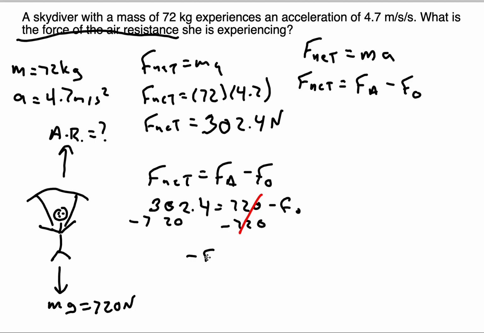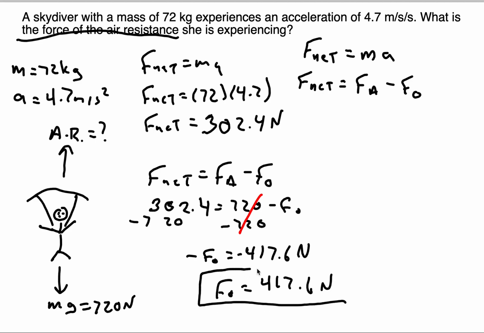And it leaves me with a negative force opposing equals 417.6, is that right? 417.6, okay, newtons. And that's negative, right? There's a negative on both sides, you guys, they just cancel out. And the opposing force is 417.6 newtons. If you wrote this down, the opposing force is negative 417.6.